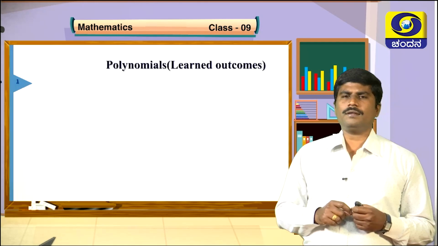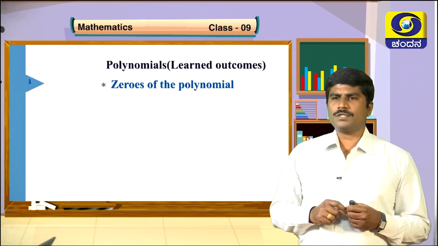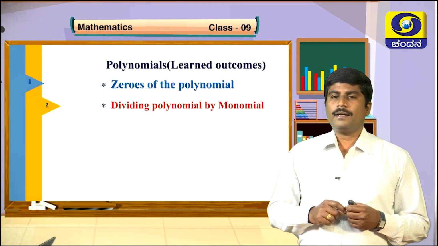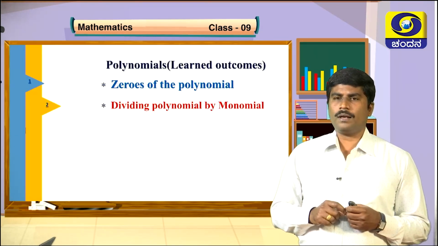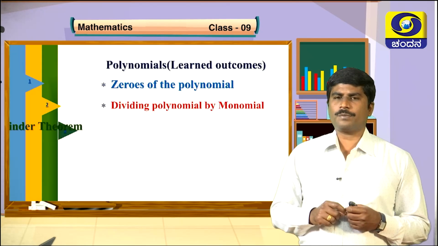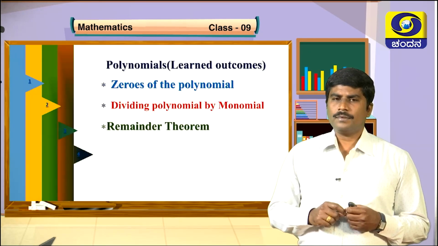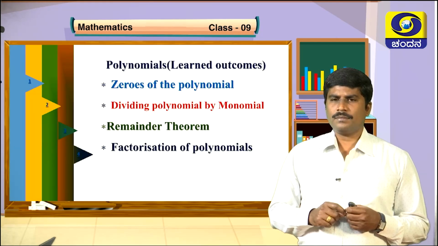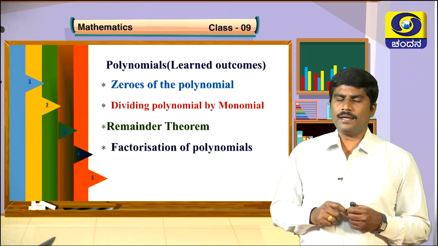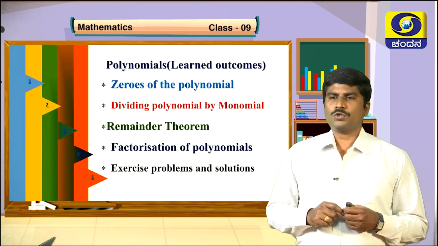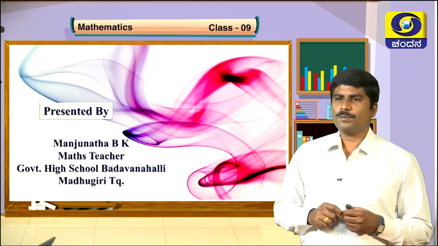So far in this chapter you have learnt what we call zeros of a polynomial, and also we have learned dividing a polynomial by a monomial in a regular division process, and also the remainder theorem and the factorization theorem. Finally, we have solved the exercise problems and solutions. So far you have learned polynomials.